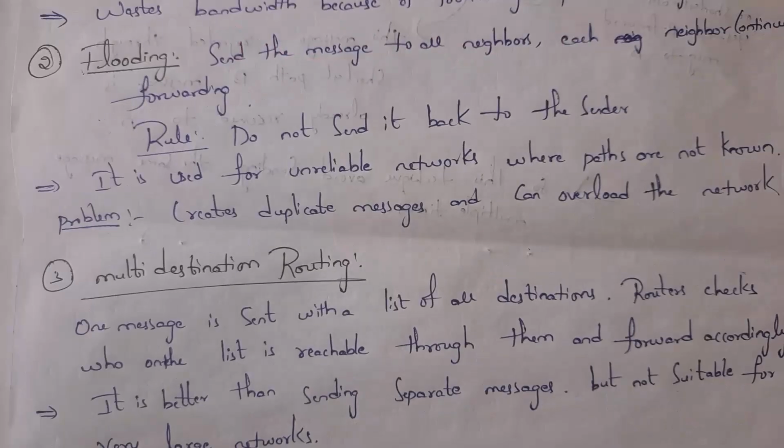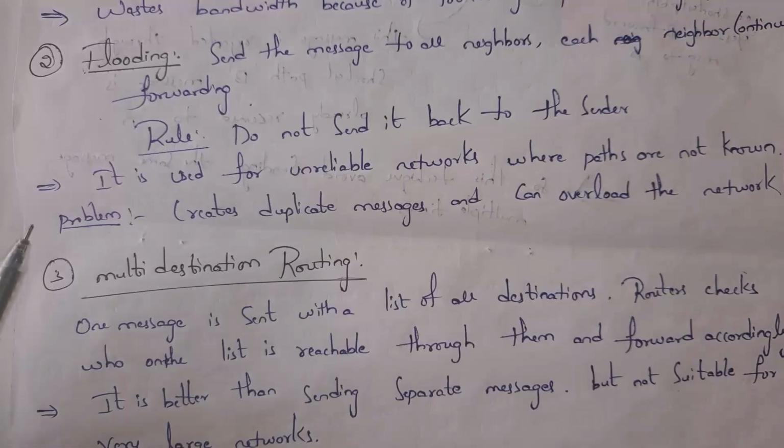And the second one is flooding. I already explained what flooding is. This flooding technique is an example of broadcast routing, as we will send data to all its connected neighbors. The problem with the flooding technique is, as we are sending too many duplicate messages, the network will be overloaded.